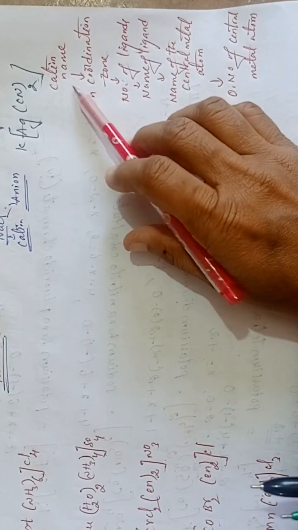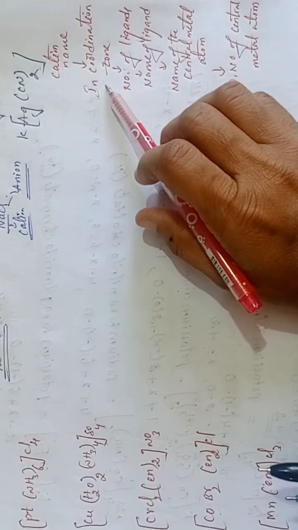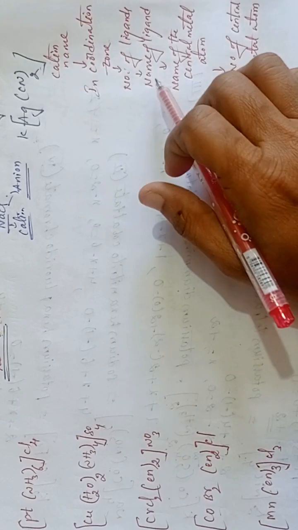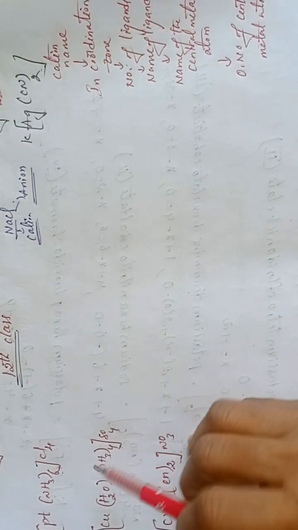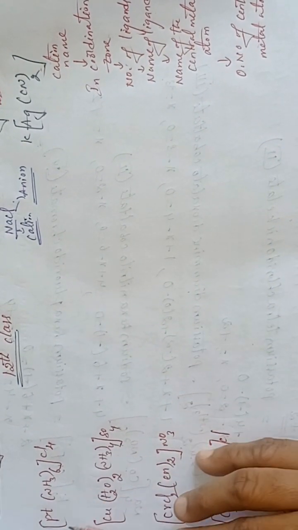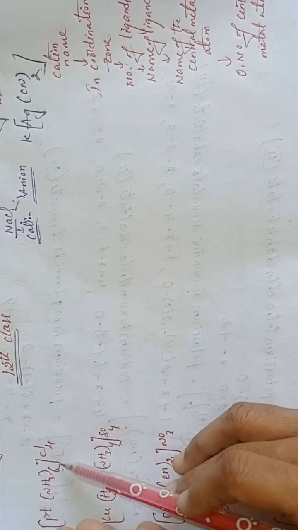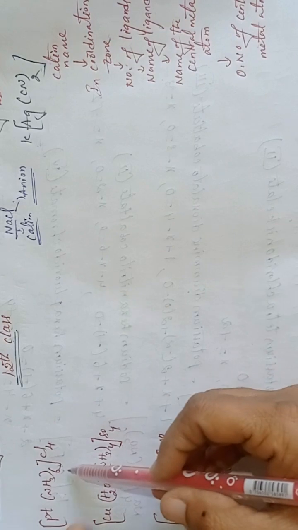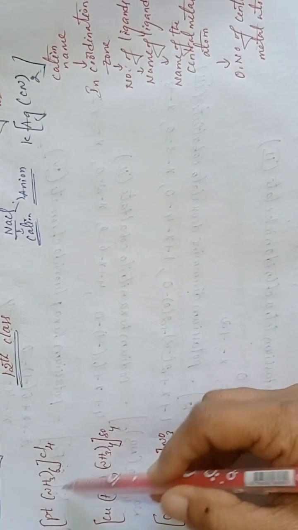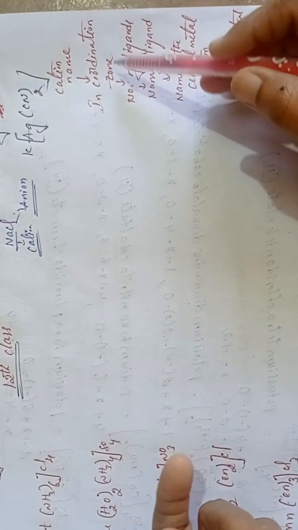So first you write the cation name. Next, in the coordination zone, the number of ligands, then the name of the ligand, the name of the central atom, and the oxidation number of the central atom. This is the order you have to follow. Now see, students, this is a cationic complex, because in the cation place the square bracket part is there. How to write it? In the coordination zone, first we have to write the number of ligands.